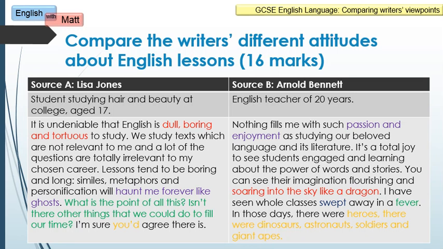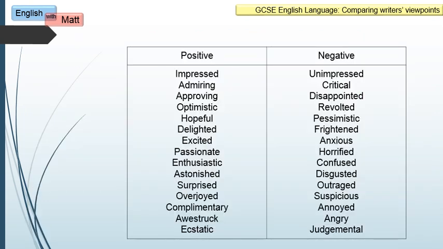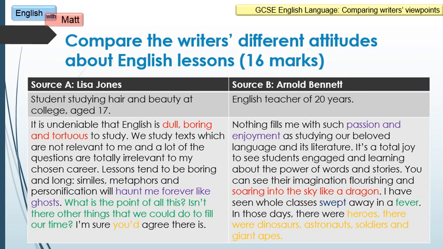So if you are talking about their attitudes, of course, Lisa Jones has a negative attitude and Arnold has a positive one. So if we go back to our table, we might say that she has a disgusted, outraged and annoyed attitude about her English lessons, whereas the writer of source B has a delighted, approving and ecstatic attitude, whatever one of those you want to use. So we're beginning to label why they have the views that they do and what those views would be labelled as.